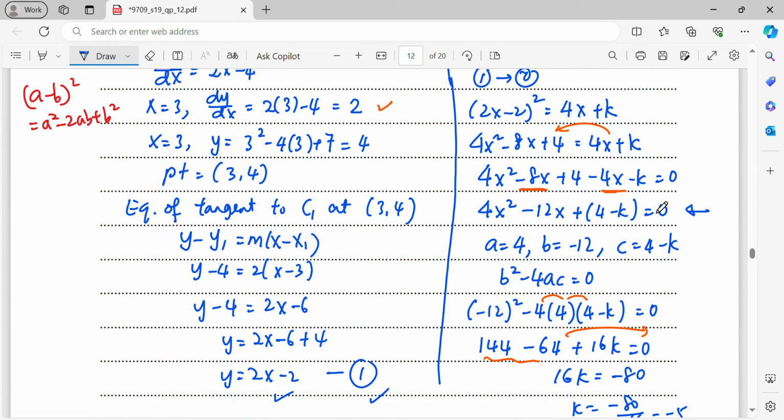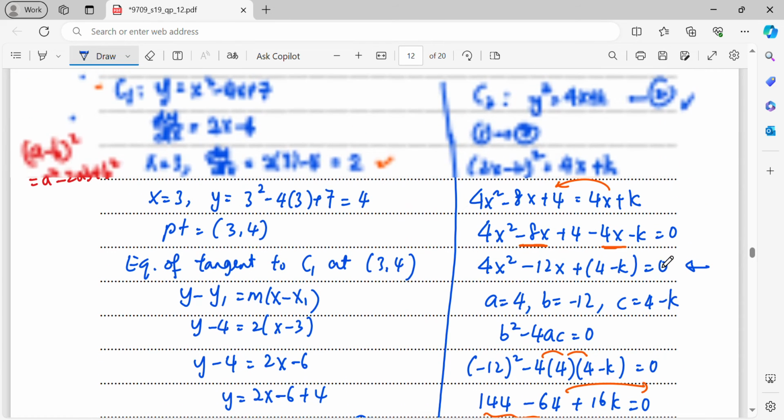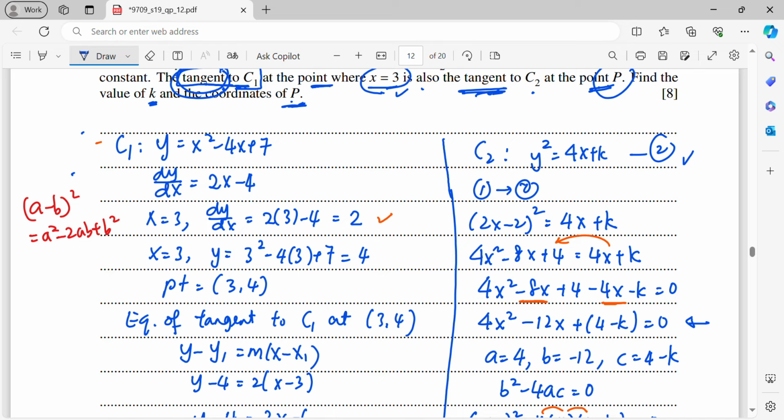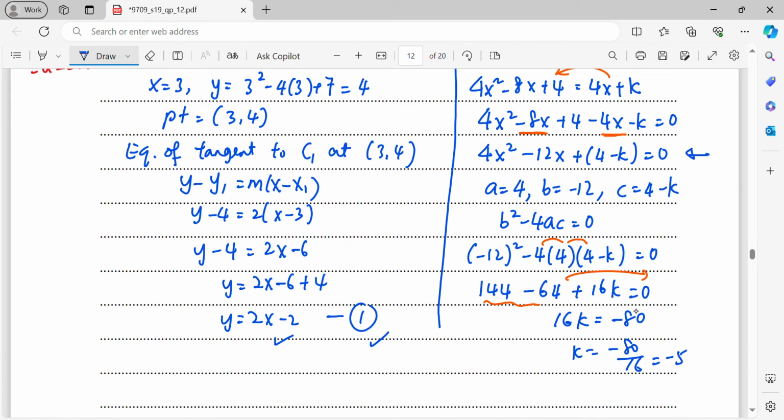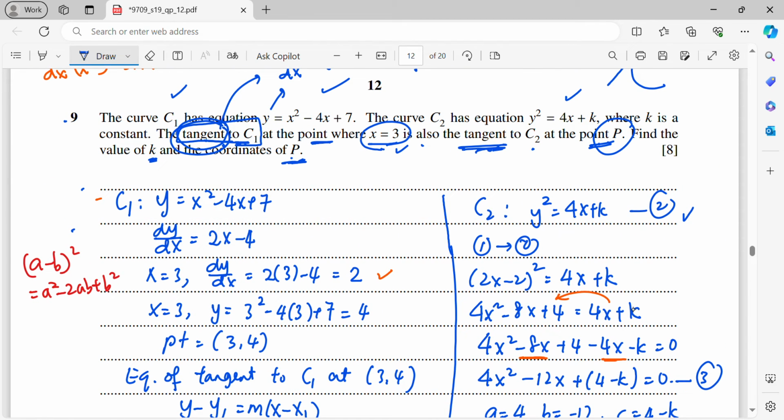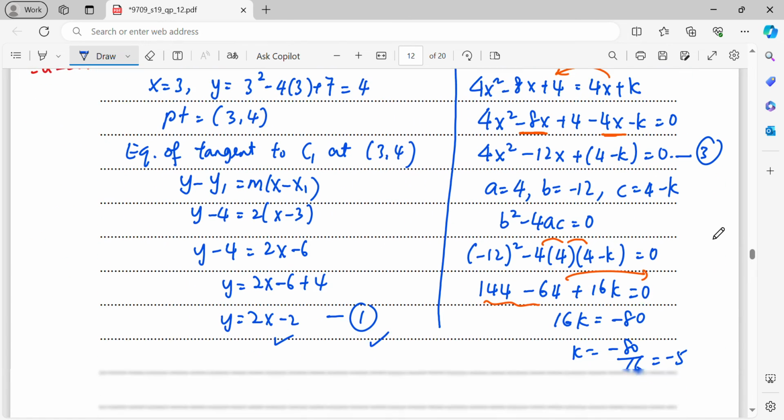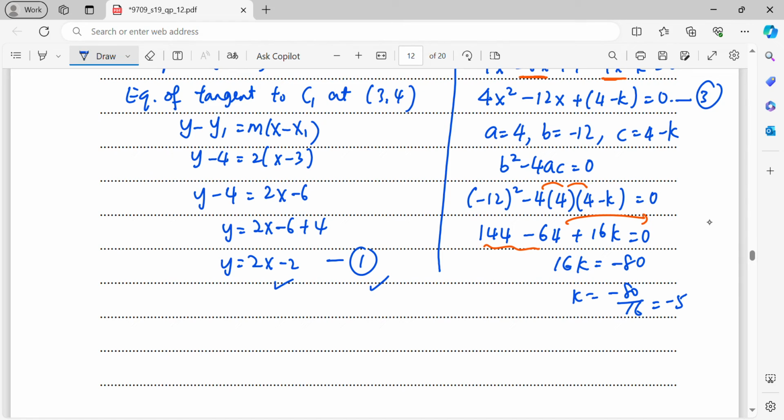Okay, so the p is actually the point when k equals to minus 5. Therefore, I will just substitute the k value into this equation. Okay, so I will let this be my third equation because the straight line is a tangent to C1, C2 at points P. That means there is an intersection point. So equation 3 is giving you the intersection points between the straight line and also the C2. Okay, so I will write here from the third equation, 4x squared minus 12x plus 4, where k equals to minus 5. So 4 minus 5, then equals to 0.